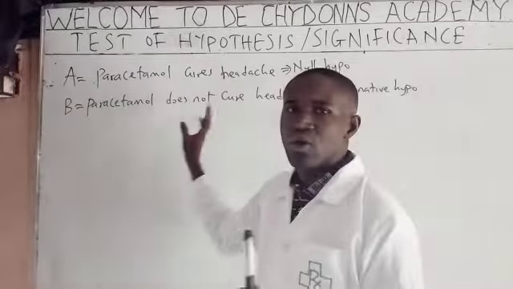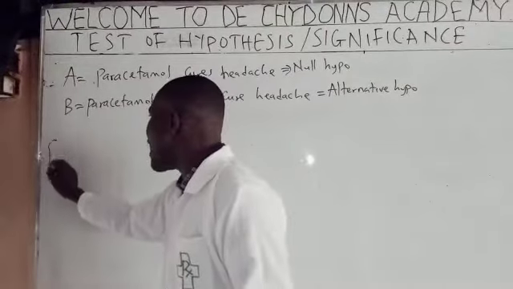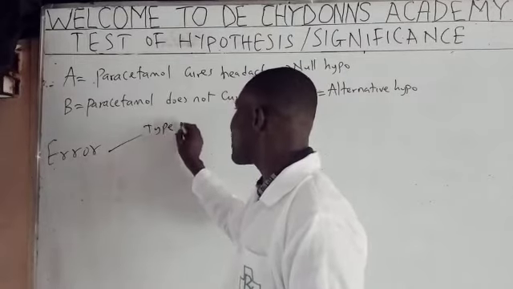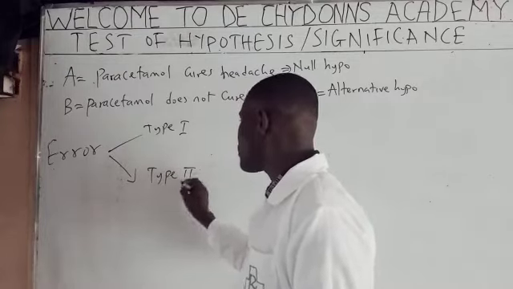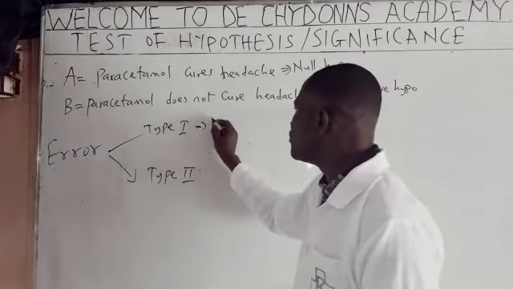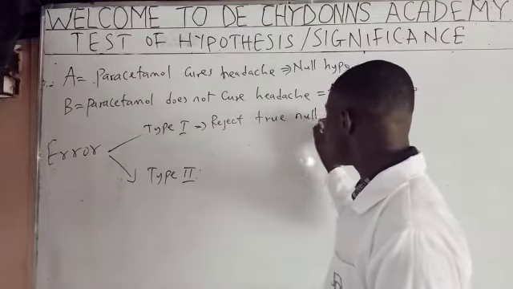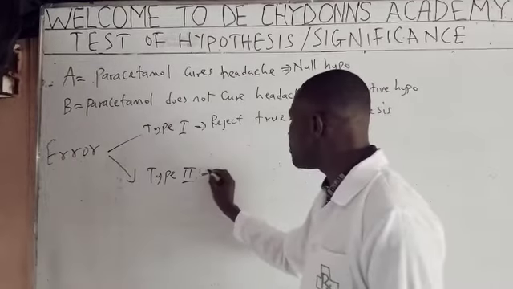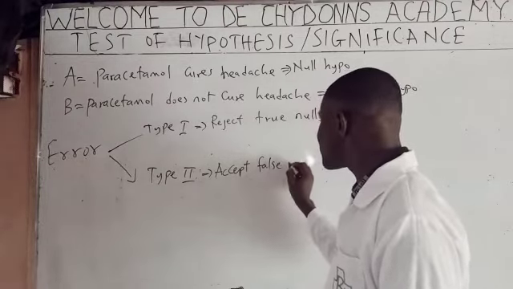Now, in this topic, we classify the errors into two. The first error is what? Type 1 error, and the second error is type 2 error. What do we mean by type 1 error? Type 1 error simply means reject a true null hypothesis, while type 2 error simply means accept a false null hypothesis.